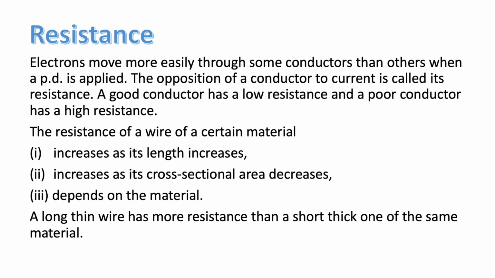The resistance of a wire of a certain material increases as its length increases. Resistance increases as its cross-sectional area decreases. It also depends on the material. A long, thin wire has more resistance than a short, thick one of the same material.